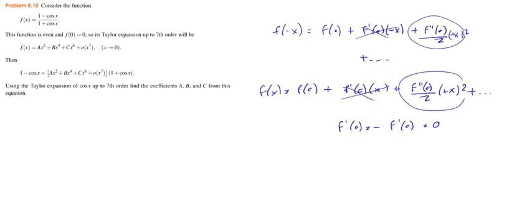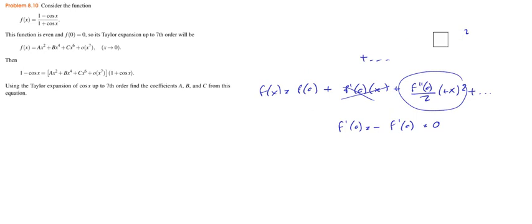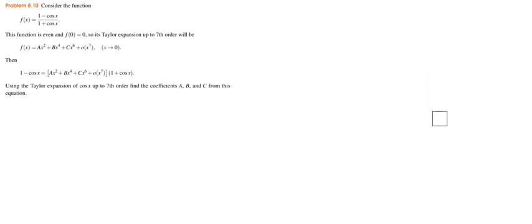And as you can see, this doesn't happen for even terms, because x to an even power, minus x to an even power, is the same as x to an even power. Okay, so we have that f of x has this expansion up to 7th order.